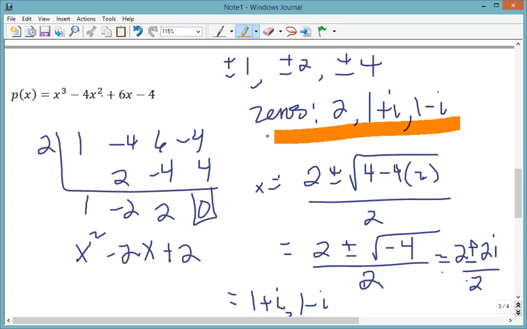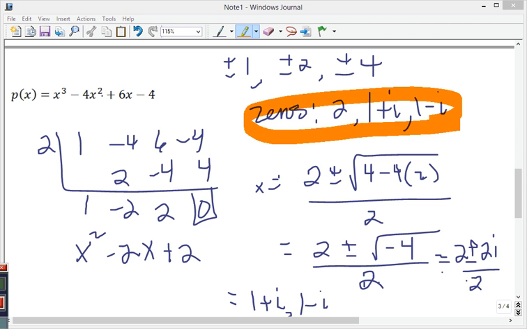All right, so that's how I find my 3 zeros. Again, once I get it down to a quadratic, I just go ahead and put it into the quadratic formula and solve for that quadratic equal to 0. We still use the rational zeros theorem to help us find the first one. And when we get it down to a quadratic, if we had a 4th degree or a 5th degree, we'd do the same thing. We would have to keep looking for zeros until we got it all the way down to a quadratic so we could plug it into the quadratic formula.